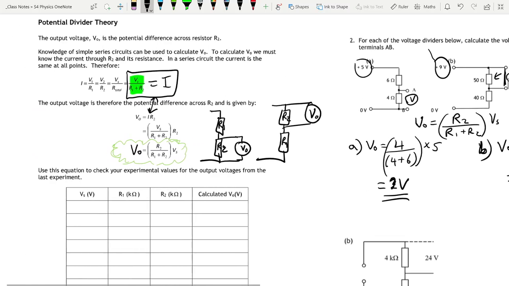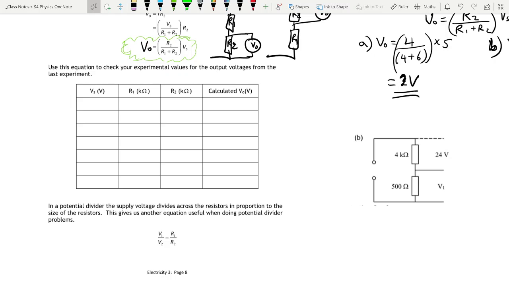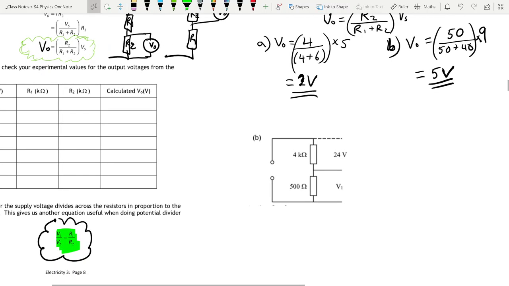Right. There's also another equation that's similar to this that you can use in potential dividers, and it's this one at the bottom here. And it never really gets enough attention because it is quite a useful equation. And it's V1 over V2 equals R1 over R2. So if you're given both the resistances and one of the voltages across one of the resistors, you can use this equation to work out the second voltage.